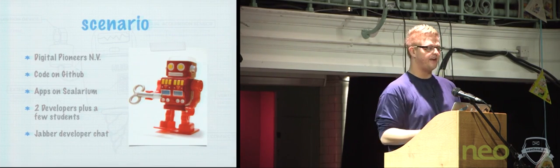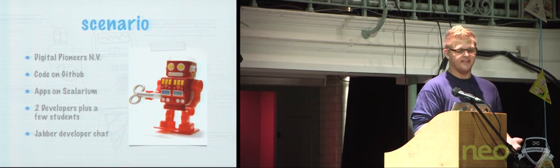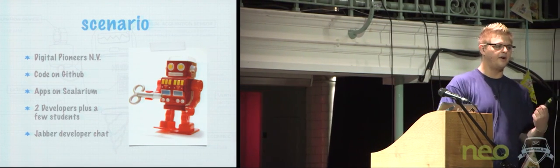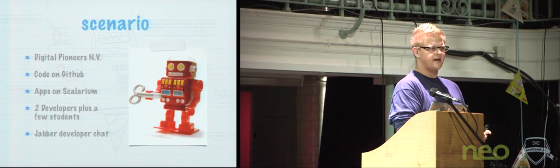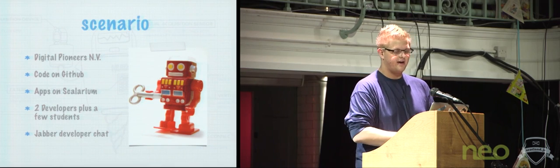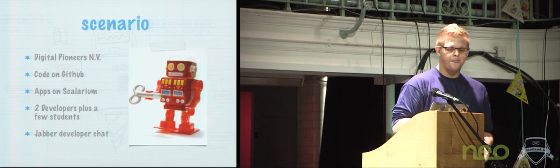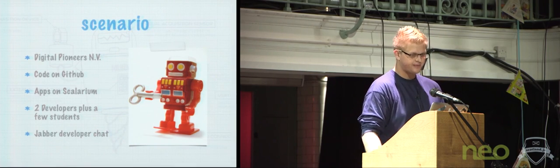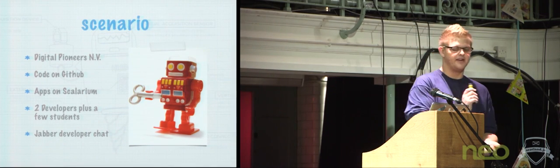First of all, the scenario. I worked at Digital Pioneers back then. We had our code on GitHub. The apps were hosted on Scalarium. Scalarium is now known as OpsWorks, so they got bought by Amazon. It's a platform as a service provider. We had just two developers plus a few students, and we used Jabber as a developer chat.